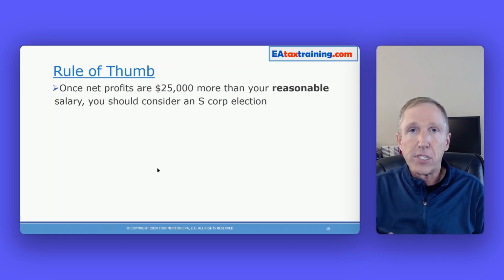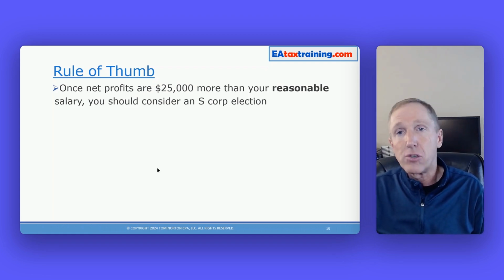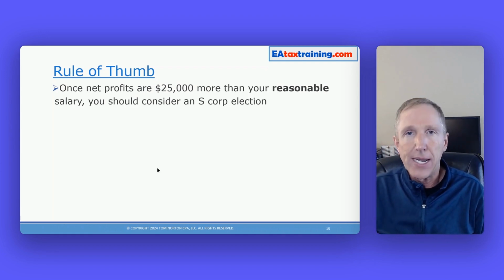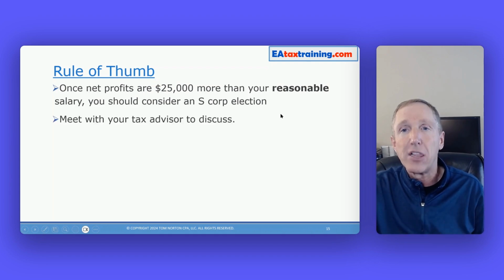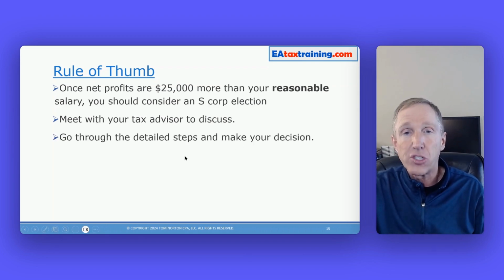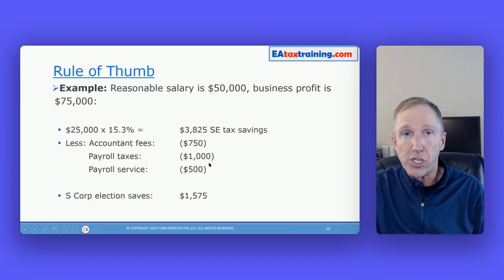So you need to go through that exercise of determining your reasonable salary and the exercise of estimating your profits. Once those profits that you estimate are $25,000 or more than the reasonable salary, then you should consider an S Corp election. It's not automatic. I'm not saying you should definitely do it at that point. But what I am saying is you should at least consider it. So you will want to meet with your tax advisor and discuss this. And then with your tax advisor, you can go through these detailed steps that we just talked about, and then you can make your decision.